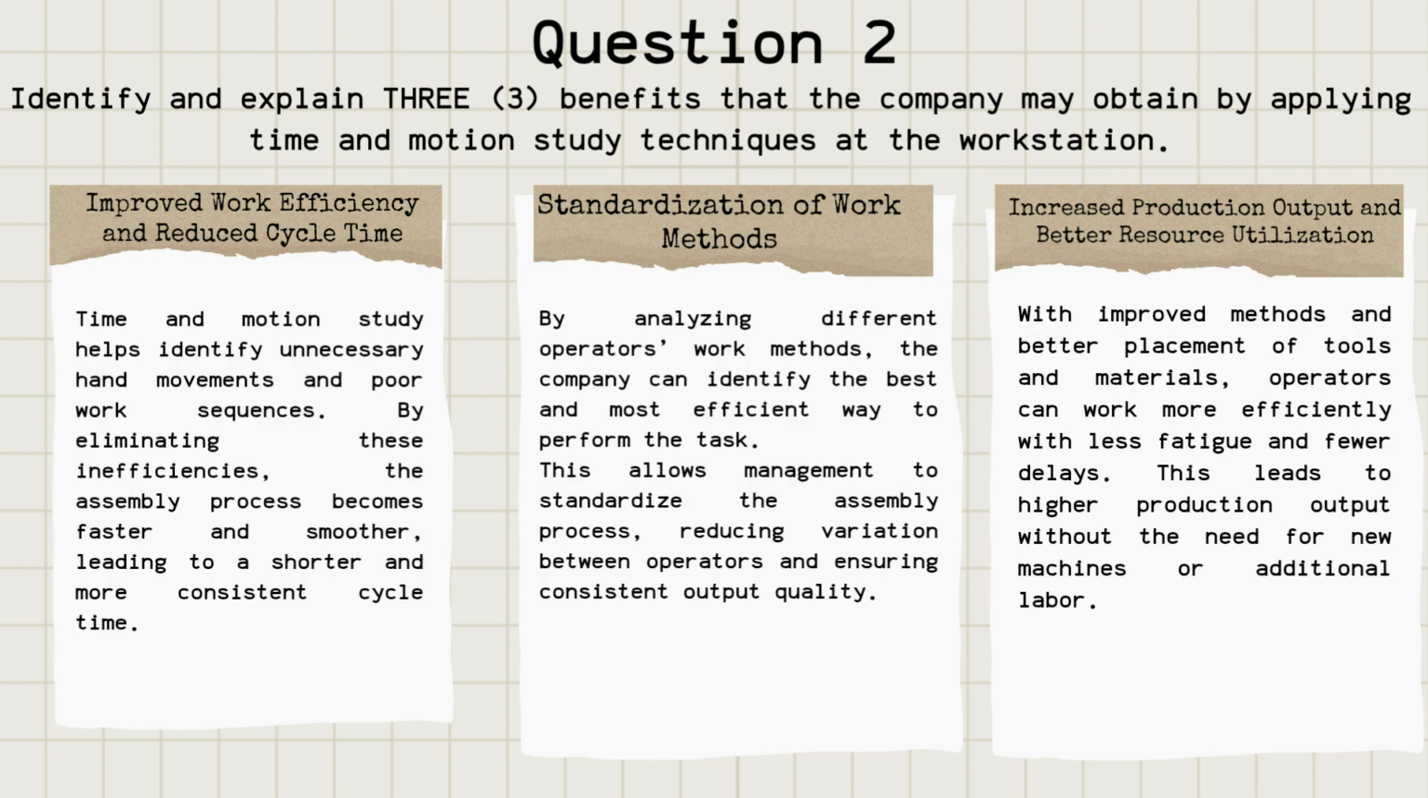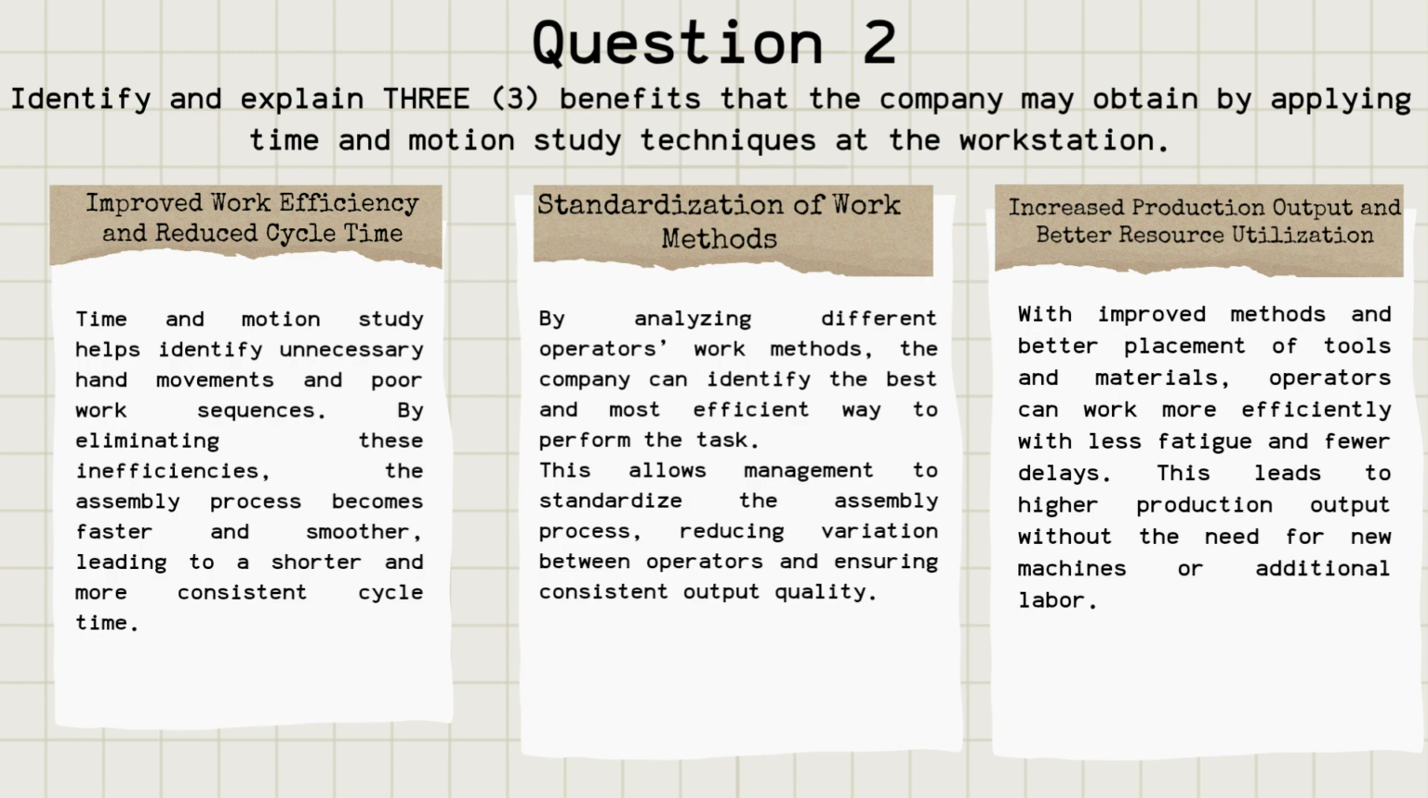Next is standardization of work method. By analyzing different operators' work methods, the company can identify the best and most efficient way to perform the task. This allows management to standardize the assembly process, reducing variation between operators and ensuring consistent output quality.